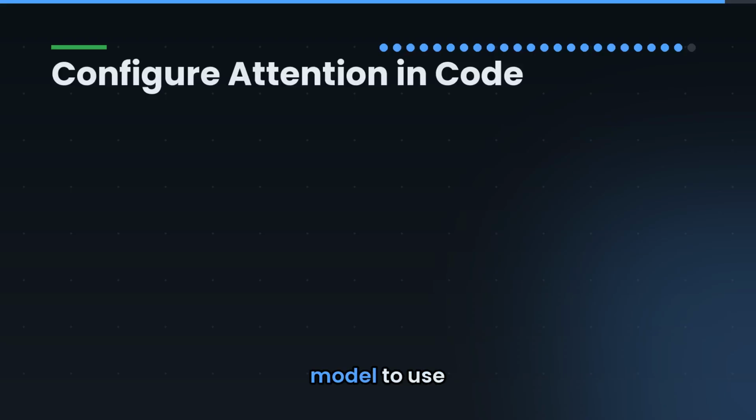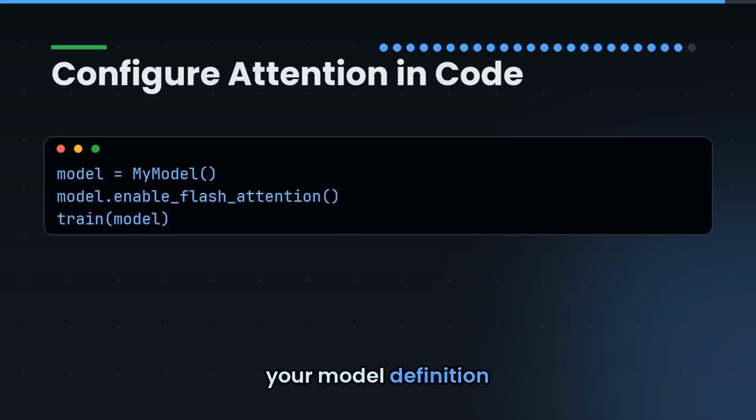Next, configure your model to use FlashAttention. You'll likely modify settings in your model definition to enable this feature. This step ensures your code communicates correctly with your GPU.